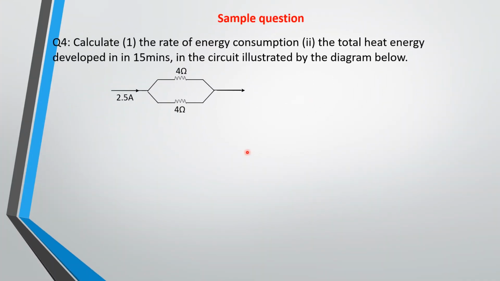This is another question. Here it says calculate the rate of energy consumption, that is 1, and the total heat energy developed in 15 minutes in the circuit illustrated by the diagram below.